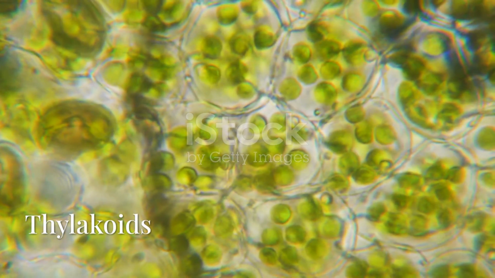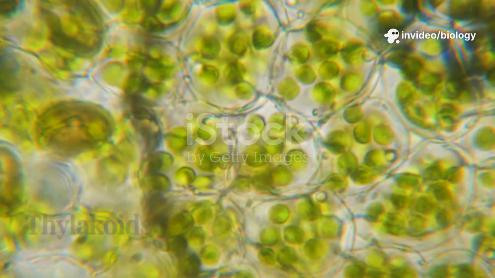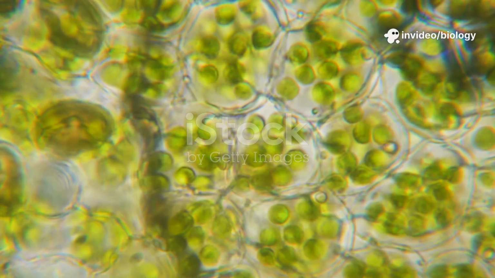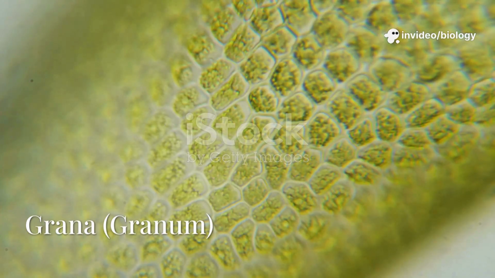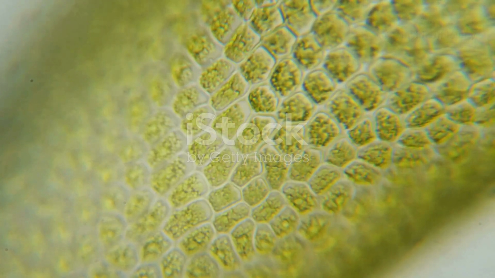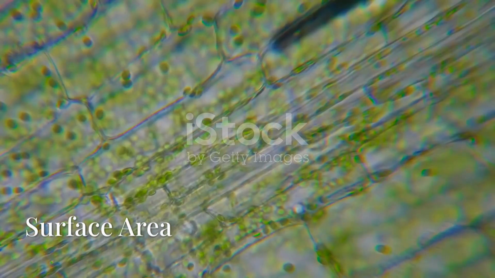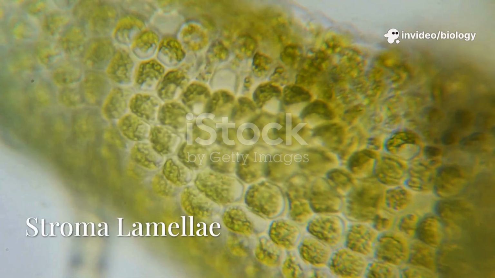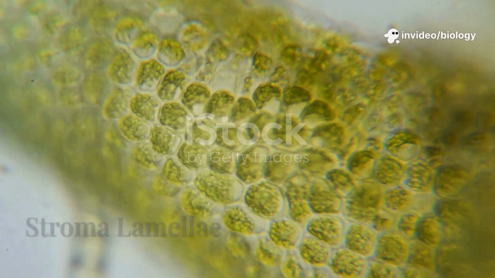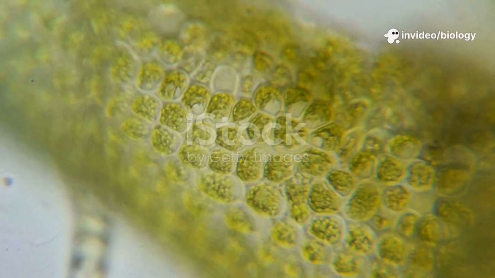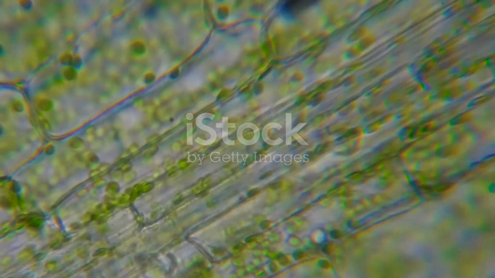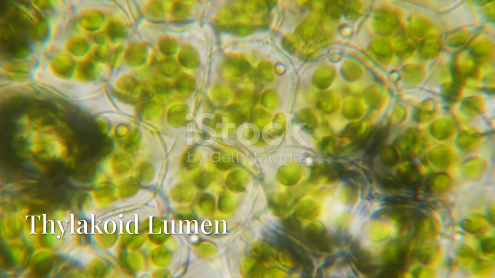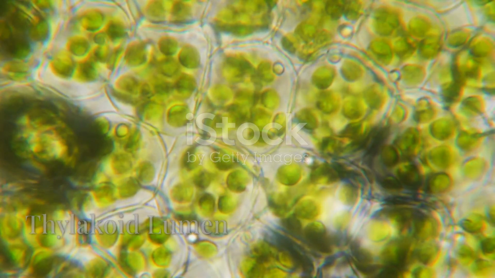Thylakoids. Individual disc-shaped sacs that house chlorophyll and other protein complexes involved in light absorption and energy conversion. Grana, singular granum, stacks of 10 to 20 thylakoids, resembling stacks of coins. This stacking increases the surface area for efficient light absorption. Stroma lamellae, or intergranal thylakoids. Unstacked thylakoids that connect different grana, ensuring communication and efficient electron transport throughout the thylakoid system. Thylakoid lumen. The internal space within the thylakoid sacs.